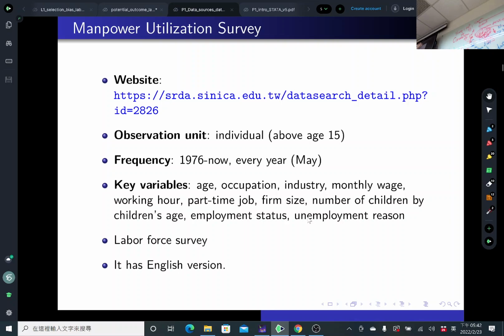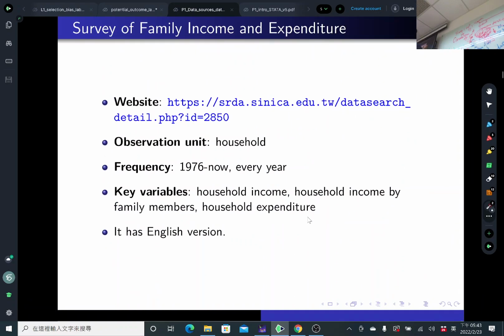For example, the manpower utilization survey is kind of like a labor force survey. So it basically asks a lot of important questions about labor economics, like your age, what industry you are working in, and monthly wage, working hours, whether you have a part-time job or not, firm size, something like this. And it's from 1976 to now. Every year, they will survey around 60,000 individuals. Okay, every year. And that's for labor force.